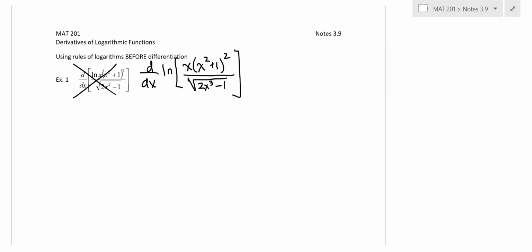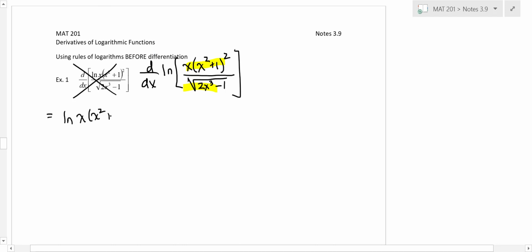with logarithm properties. That's the reason I intended to write the problem that way. So let's do log properties. Anytime that you have a log of a quotient, what do you do? You write it as the log of the top, like that, minus the log of the bottom. So you want to do that.